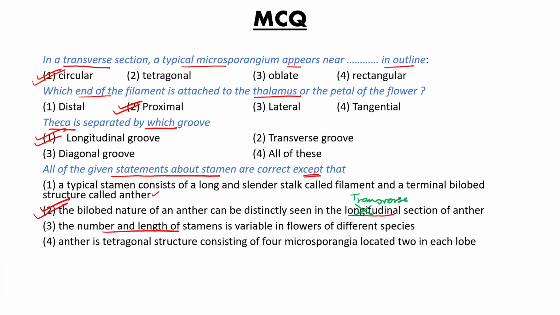This is also a correct statement: anther is tetragonal, correct, having 4 microsporangia, 2 in each lobe. Yes, this is also correct. The question was asking which is incorrect. So I hope you are able to get the answer also. This video might be helpful for you. Thanks for watching. In the next video, we are going to discuss the anther wall in more detail.